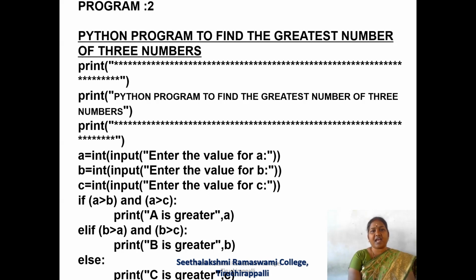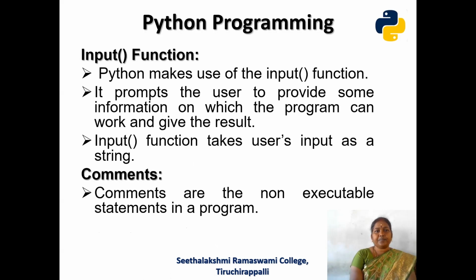Another program we have is a Python program to find the greatest of three numbers. Three different values are obtained from the user using the input statement. If A is greater than B and greater than C, the value A is greatest. If B is greater than A and B is greater than C, the value B is greatest. If not, in the else statement, the value C is greatest.